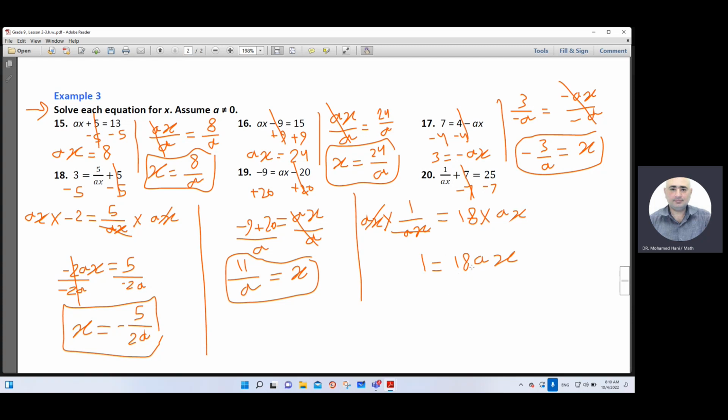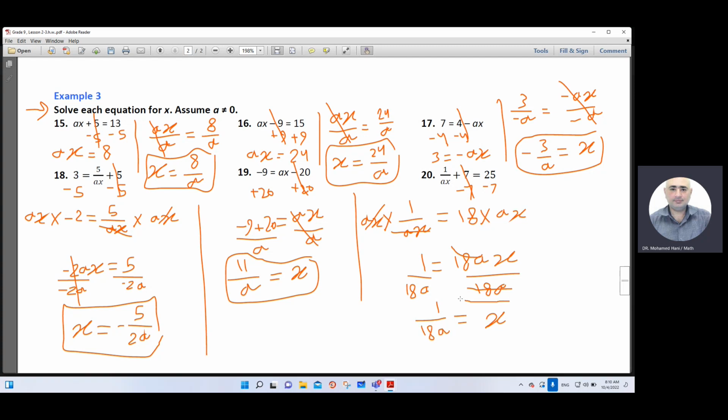Then we want to remove 18A, so we can divide the two sides by 18A. So 18A divided by 18A will be 1, remains here X. And here will be 1 over 18A.